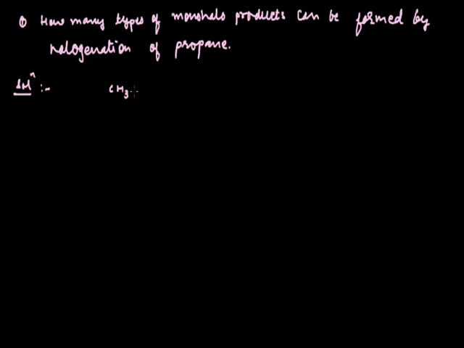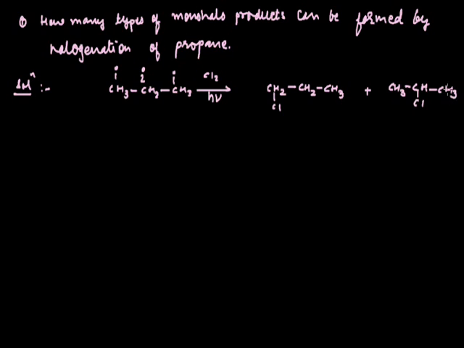Now you can see the structure of propane. There are two types of carbon. Two terminal carbons are primary. The middle carbon is secondary. Now we substitute the hydrogen with halogen in the presence of sunlight. There is a possibility to remove hydrogen from the terminal carbon, then this monohalo product will be formed. Another possibility is that you can remove the hydrogen from the secondary carbon, so this will be another product. So we can see there is 1-chloropropane and 2-chloropropane. So two compounds can be formed by monohalogenation of propane.